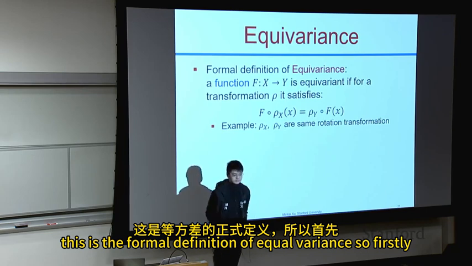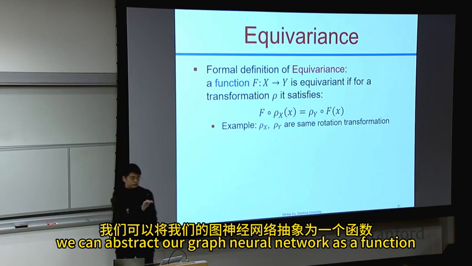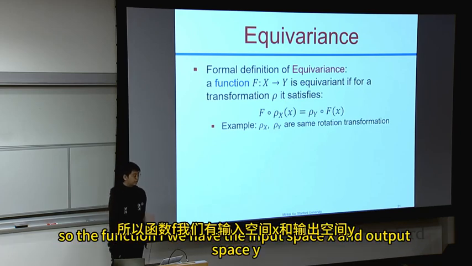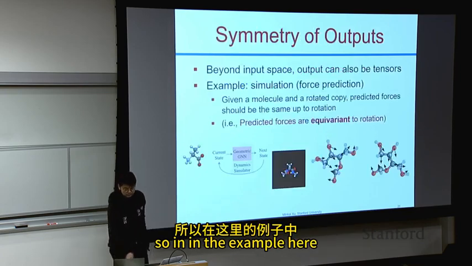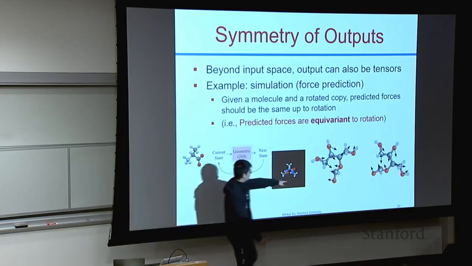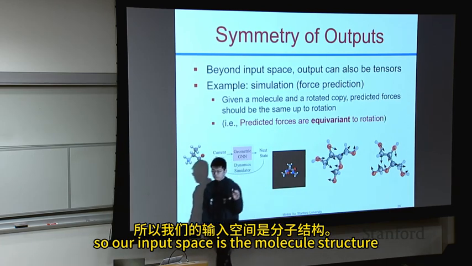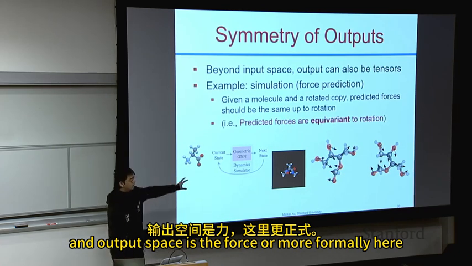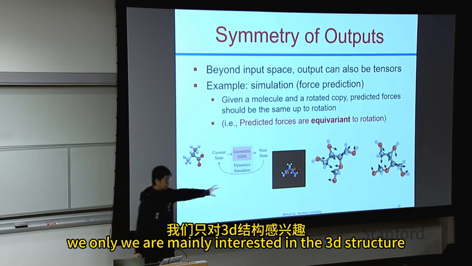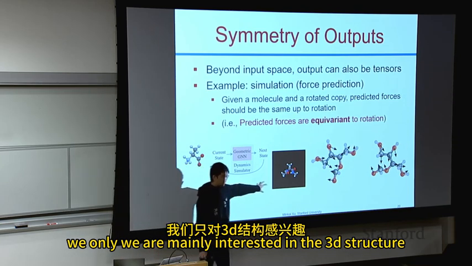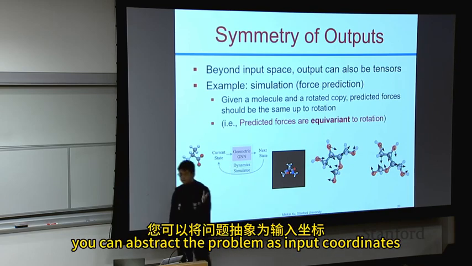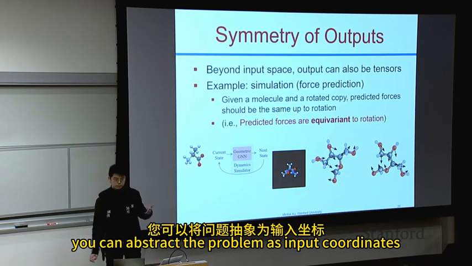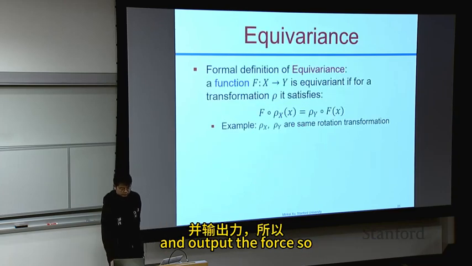Firstly, we can abstract our graph neural network as a function. So the function f, we have the input space X and the output space Y. In the example here, our input space is the molecular structure and the output space is the force. Or more formally, here we are mainly interested in the 3D structure, so maybe you can abstract the problem as input coordinates and output the force.